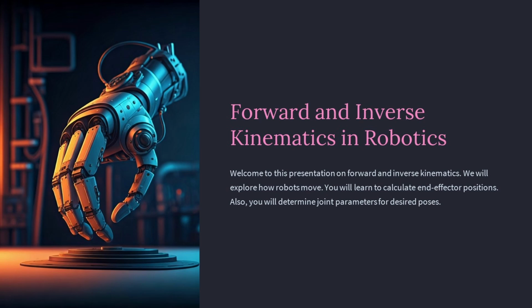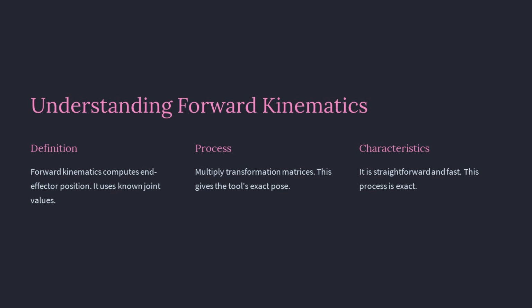Hello, and welcome to this in-depth presentation on forward kinematics and inverse kinematics. In the next several minutes, you will learn how to calculate the position and orientation of a robot's end effector based on joint parameters, and conversely how to determine the joint parameters needed to reach a desired position and orientation. Let us begin. Today we explore two complementary problems in robotics.